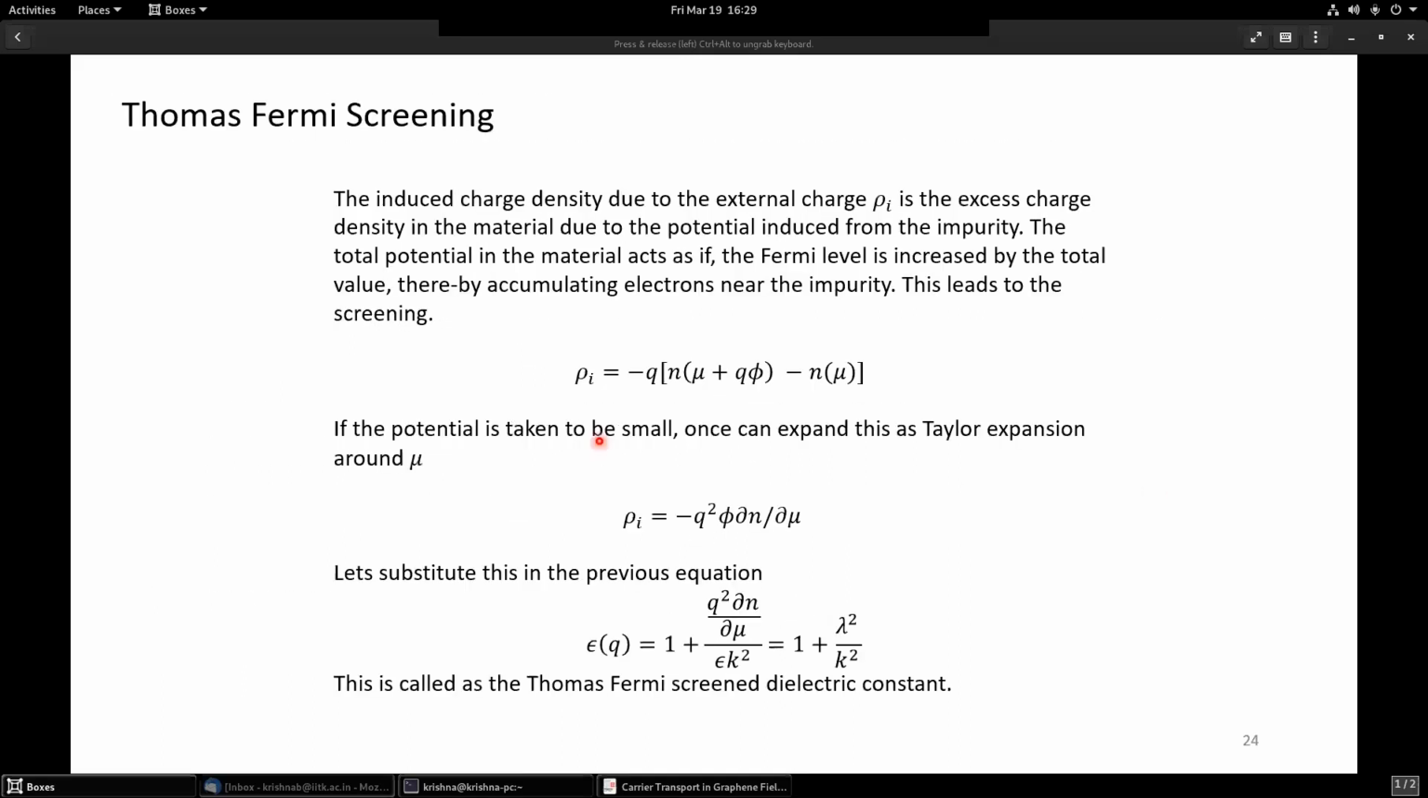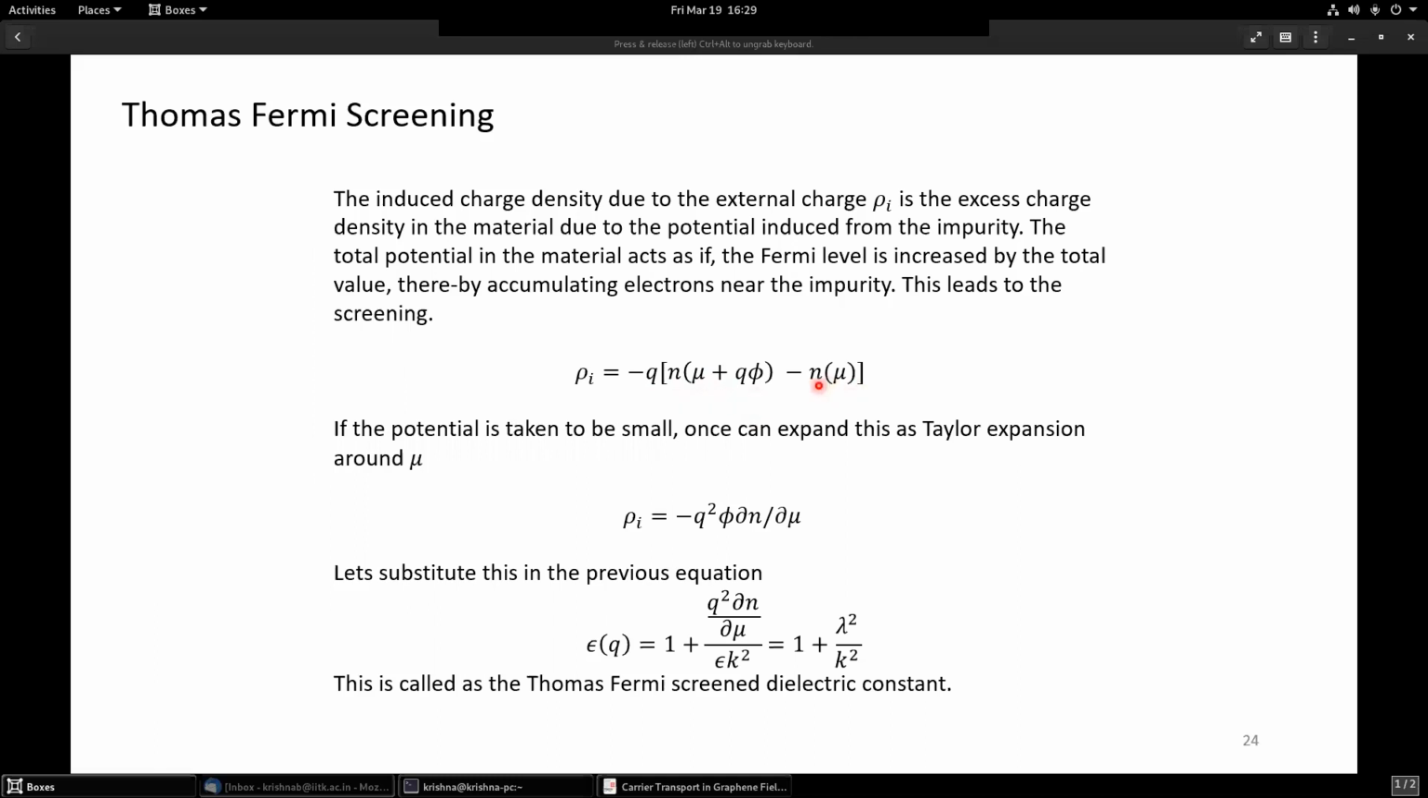So this rho I is some charge Q, the electronic charge, times N, the electron density, which is Fermi distributed, right? This is some function which depends upon temperature and the chemical potential mu. Because you have additional electrons near the impurity, because of the induced charge density, you have a chemical potential which is enhanced by this potential psi, right? So the induced charge is basically the enhanced electron distribution, n of mu plus q psi minus n of mu.